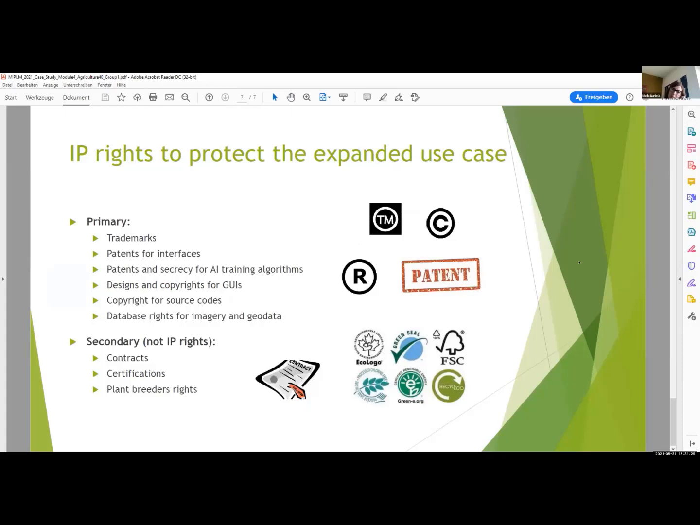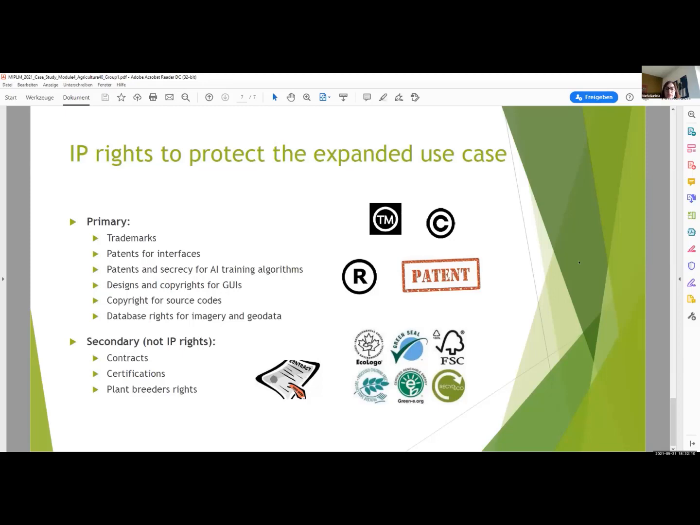Thank you, Alex. So regarding the IP rights to protect this use case, we can use patents to protect interfaces and algorithms. Patents are the most relevant IP rights for this use case, relevant to make the technology exclusive. We can also protect the algorithms by using trade secrets. Also, we can use copyrights to protect the source code of a software program.